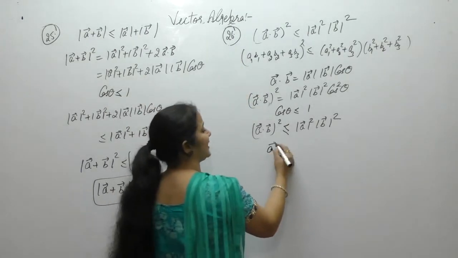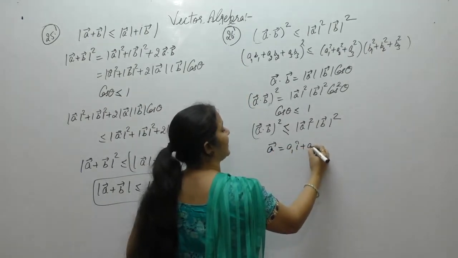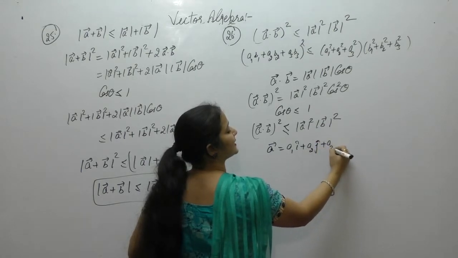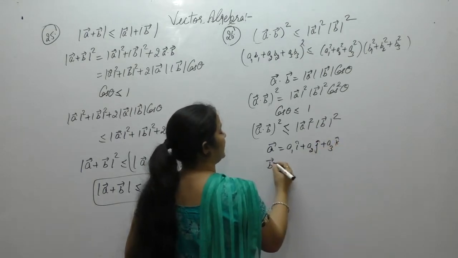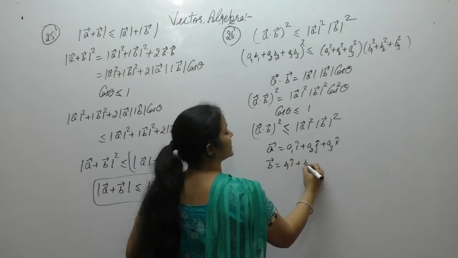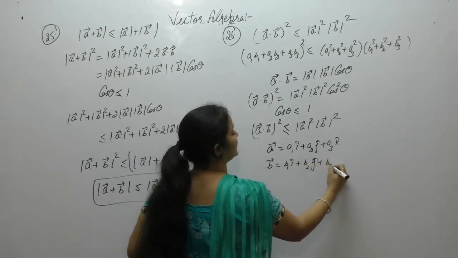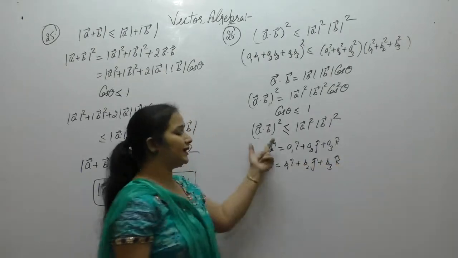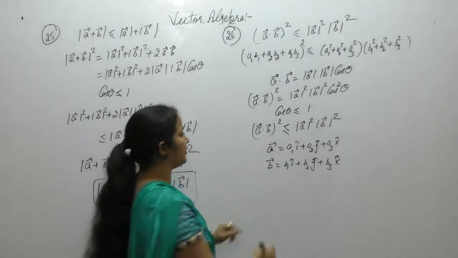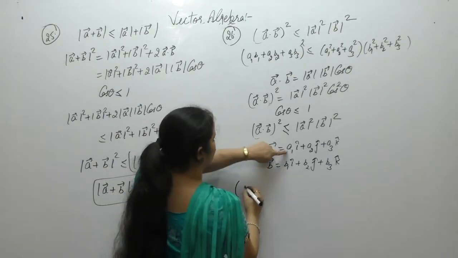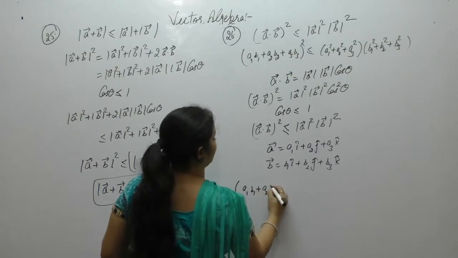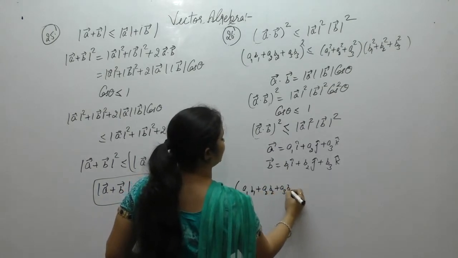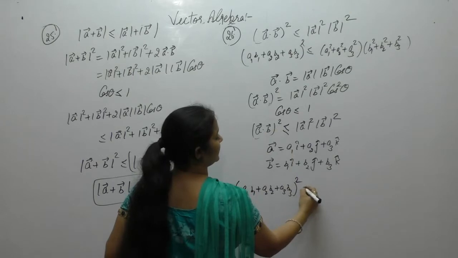Let a vector be a1 i cap plus a2 j cap plus a3 k cap, b vector as b1 i plus b2 j cap plus b3 k cap. Now you can take the dot product. Dot product of a vector dot b vector is a1 b1 plus a2 b2 plus a3 b3 squared.